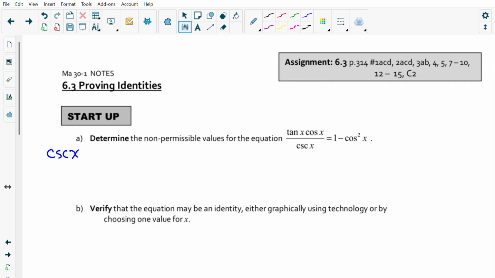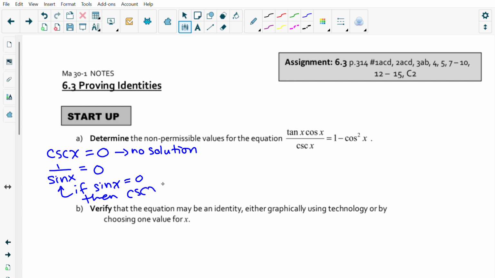cosecant of x, it's in the denominator, so when is cosecant of x equal to 0? Well, 1 over sine of x equals 0. Well, there's no situation where it can have a value of x for sine of x equal to 0, so there's actually no solution here. But be careful. We still have a restriction coming from the cosecant of x, because if sine of x equals 0, then cosecant of x is undefined. So where is sine of x equals 0?